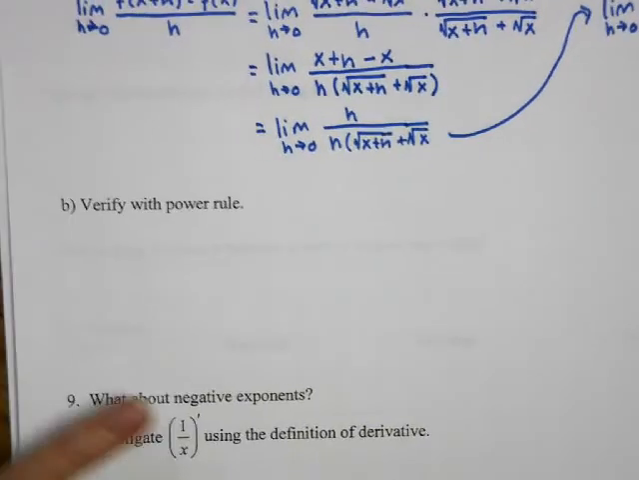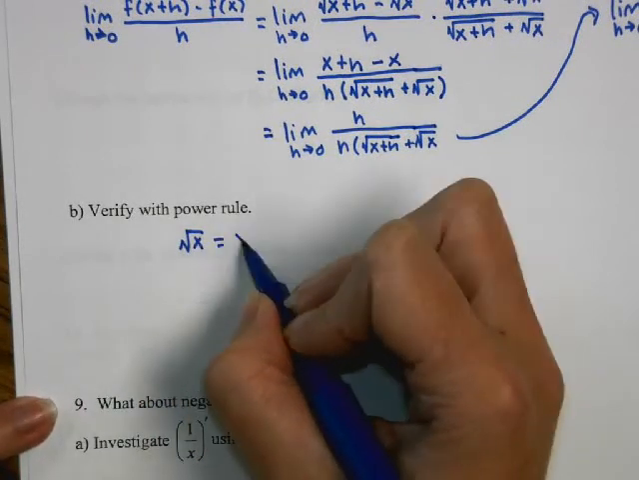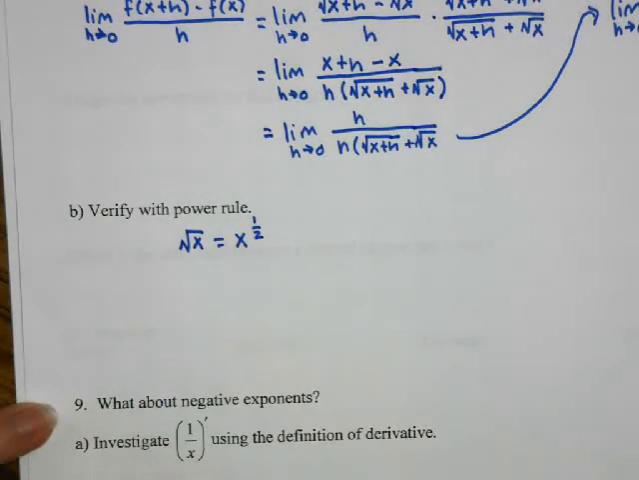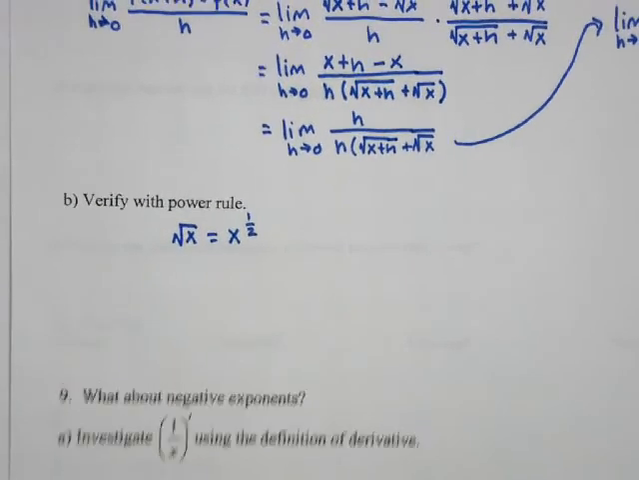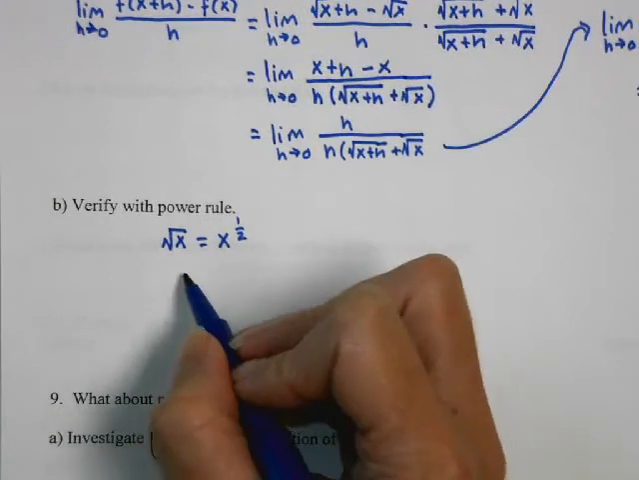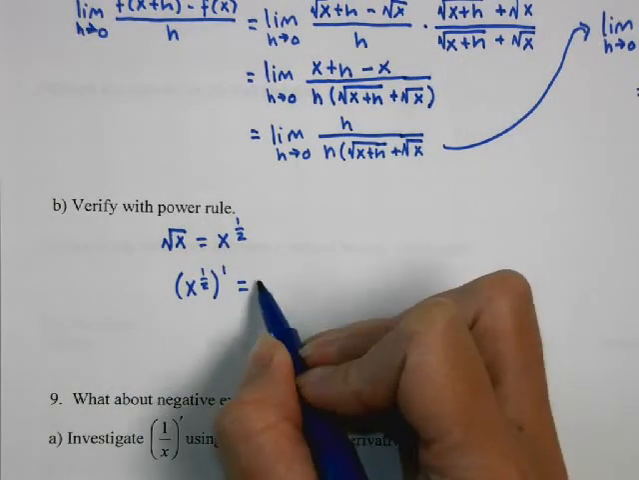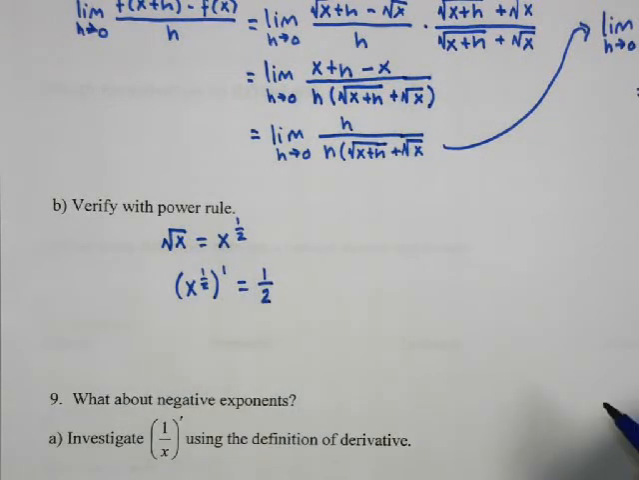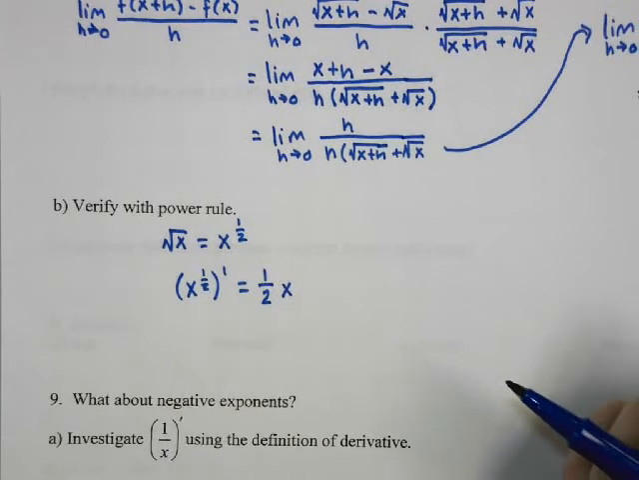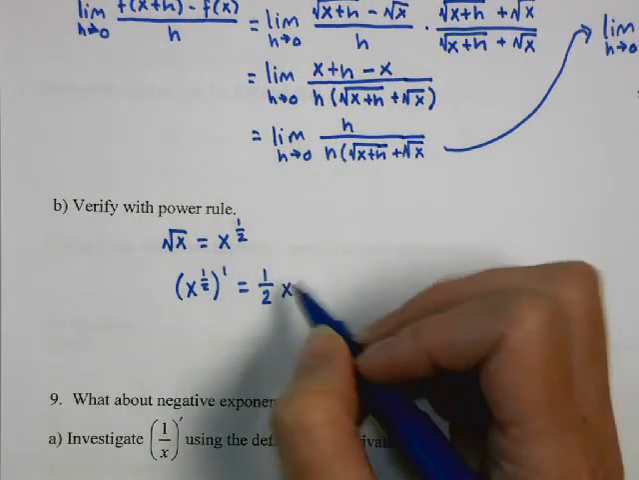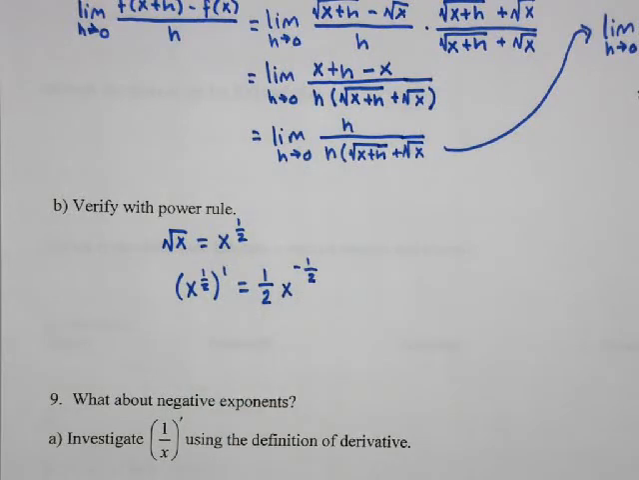What about the power rule? Well, the square root of x is equal to x to the 1/2, which is a power. So let's use the power rule. So the power rule says we're going to multiply down the power, so that's going to be 1/2. And I'm going to subtract 1 from the power. So 1/2 minus 1 is a negative 1/2.